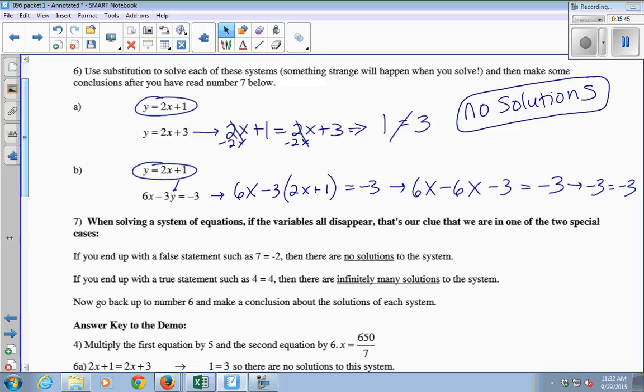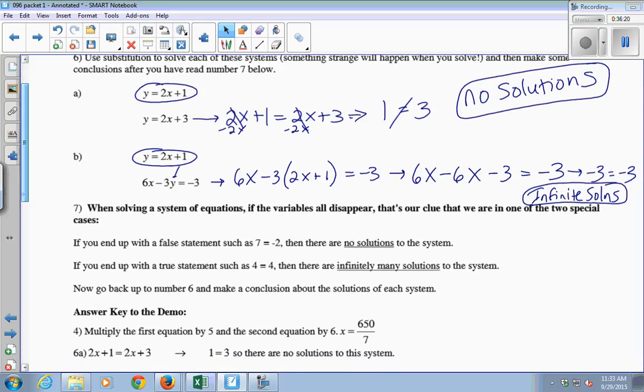It's true, right? I mean, it doesn't tell me anything, but it's true. So what special situation do you think this is? No solutions or infinite solutions? Infinite solutions, because negative 3 always equals negative 3. Doesn't matter what x and y are. This equation is always true. So this second guy has infinite solutions, right? So it turns out that if you were to graph this line and this line, they're actually the same line, right? They would be one right on top of the other. So that is what happens when you have infinite solutions.